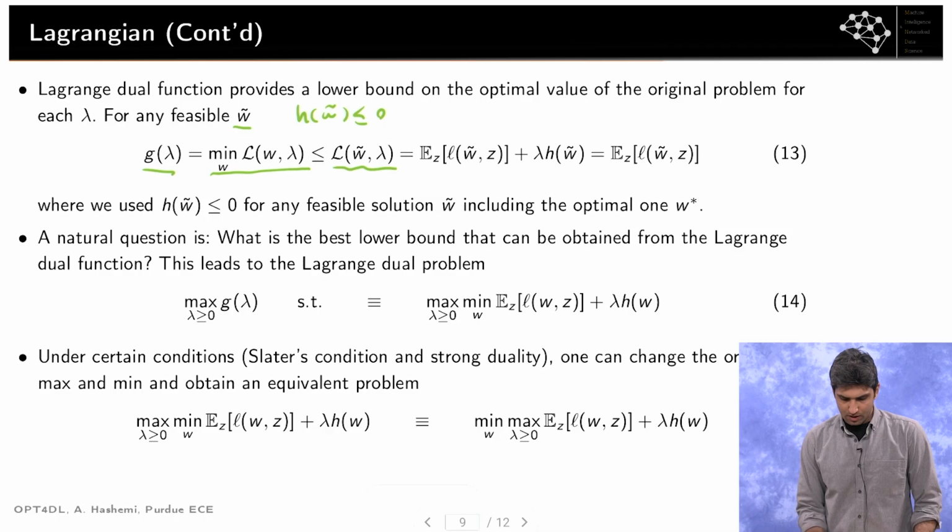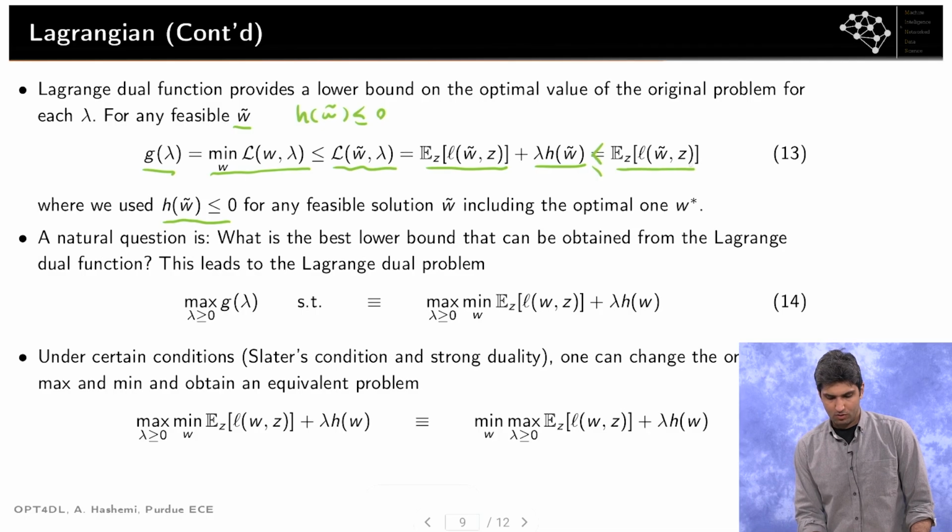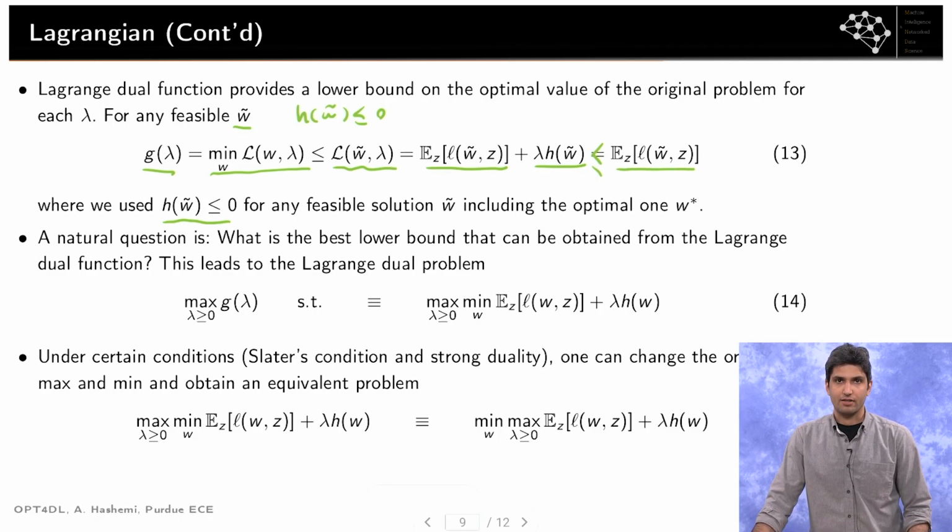All right. Now, what was the Lagrangian? The Lagrangian was the original loss plus lambda times the constraint. Okay. And given that w tilde is a feasible point, meaning that h of w is less than or equal to 0, I can basically drop the second term, and only the first term remains, and that's the loss value.